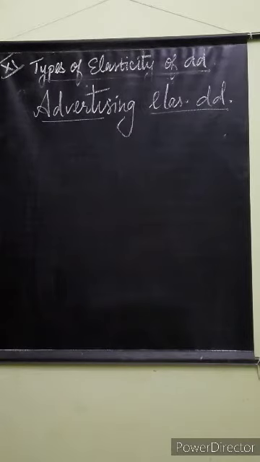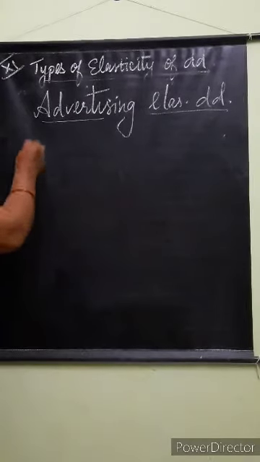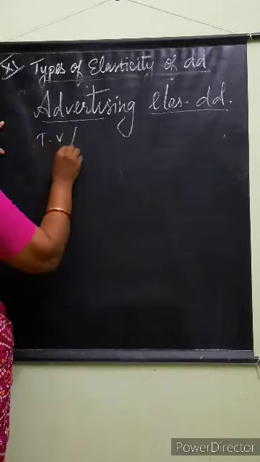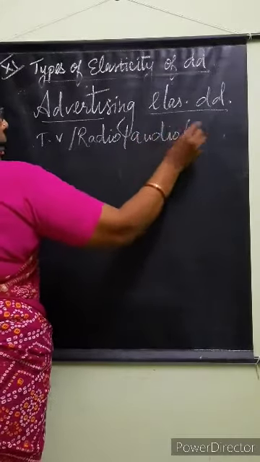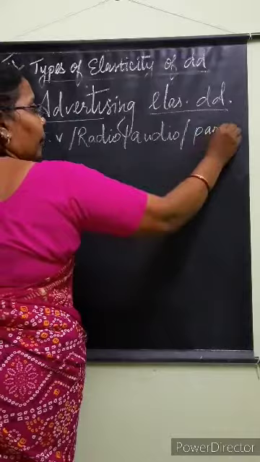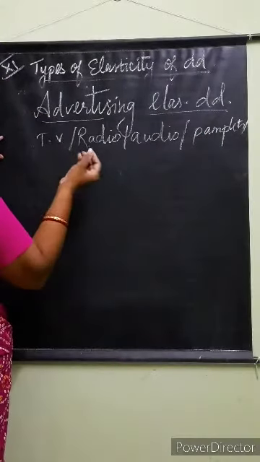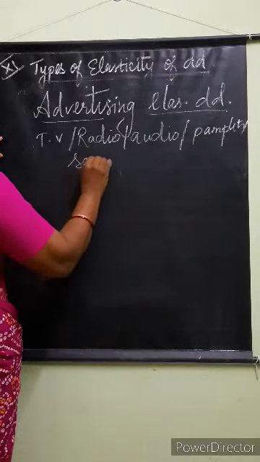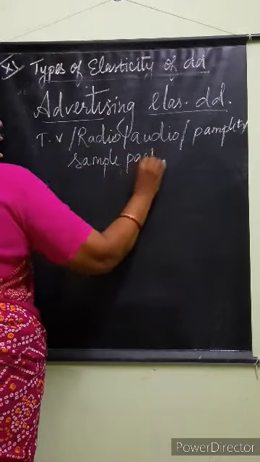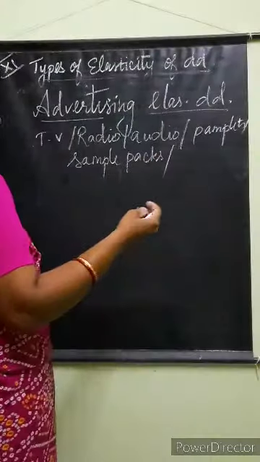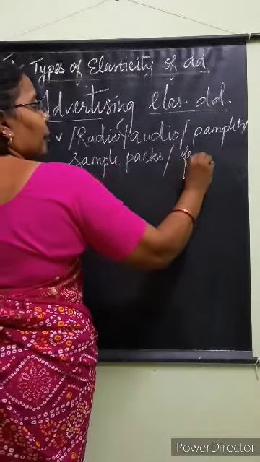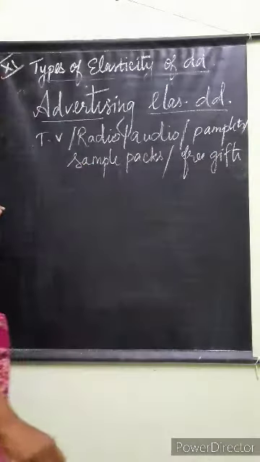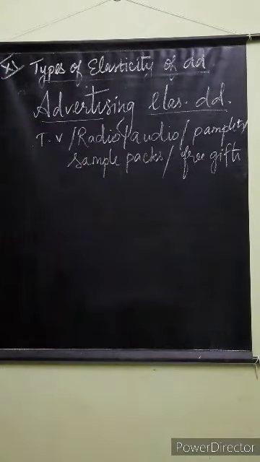These are all examples of advertising expenses. They can do TV or radio advertisements, even audio advertisements, and they can give pamphlets. Some items they can give as sample packs, and some more gifts, free gifts. So these are all examples of advertising to promote their goods and commodities.